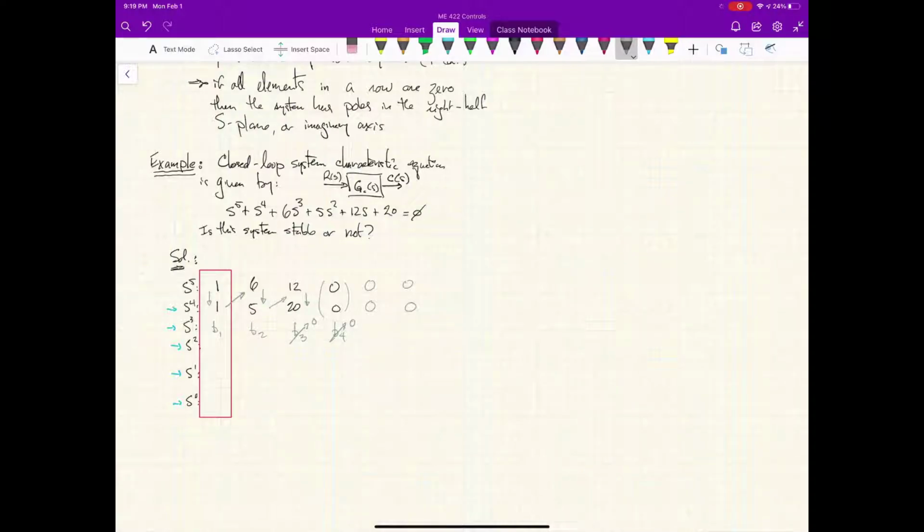Let's figure out B1. B1 is equal to minus 1 over the term immediately above it, which is 1, times the determinant of the first column immediately above it, which is 1, 1, and the column immediately to the right of it, which is 6, 5. So that's equal to minus 1 times 1 times 5, which is 5, minus 1 times 6, which is 6. That looks like minus 1 times minus 1, which is plus 1. So B1 is plus 1. Put that in right there, plus 1.